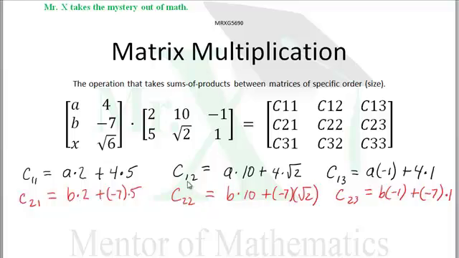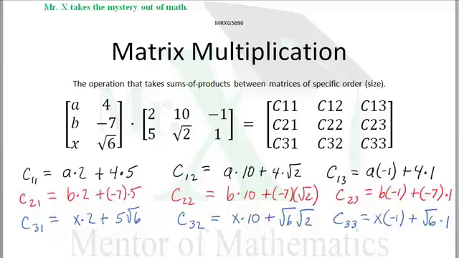C22 is second row times second column. You have to take these individual products and sum them. B times the 10, negative 7 times square root of 2. You do a dozen of these, you become an expert. So far, so good? You following this logic? Use the subscripts. Again, these are usually written with subscripts. And I'll go ahead and put them in here so you can see how I would answer this, so to speak. But it's really not that hard.